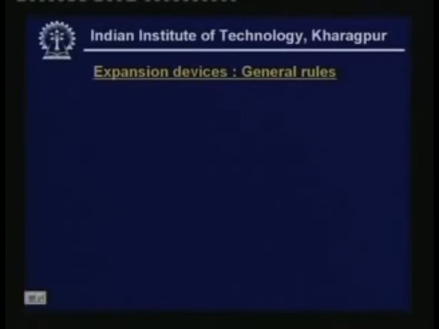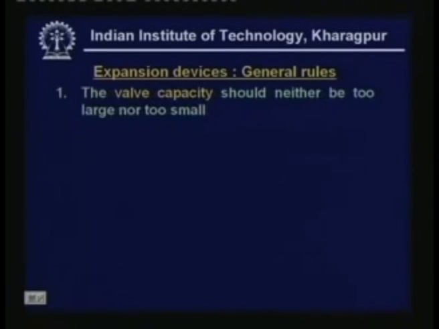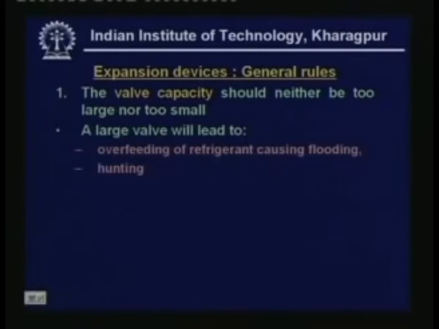Now let me quickly look at some general rules to be observed while selecting and installing expansion devices. The valve capacity should be neither too large nor too small. When the capacity is too large, that means you have selected a very large valve, you will find that the valve will overfeed refrigerant, and this may cause flooding and slugging. And this may also result in hunting. Hunting means frequent closing and opening. These are the problems with a large valve.